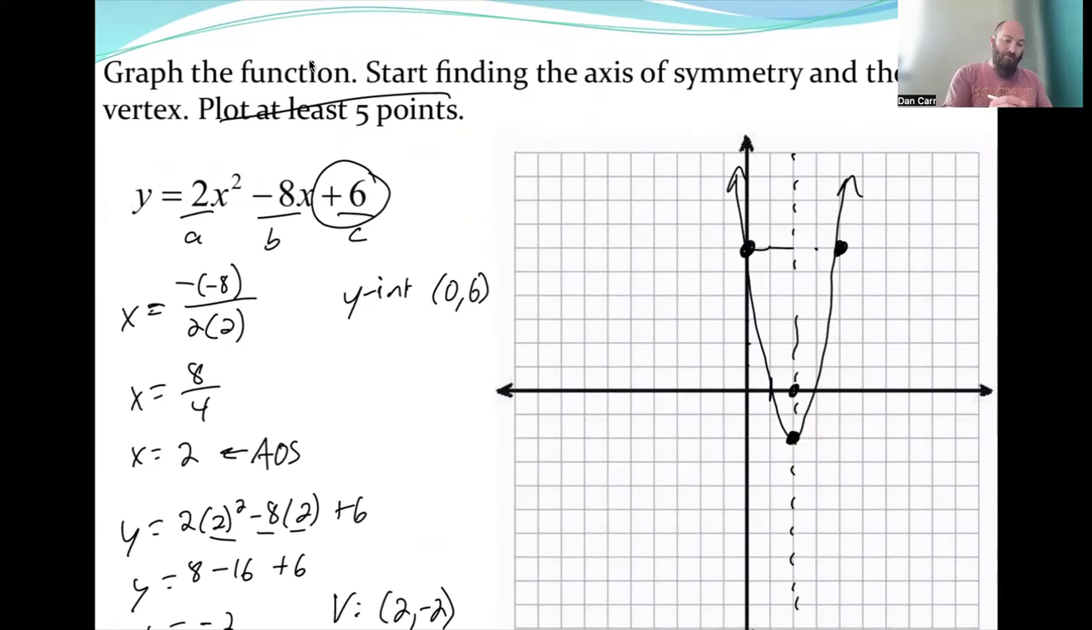Okay. For comparison, I'm going to go ahead and just show you again. The parent function would have looked like this. 1, 2, 3, 4. This is the parent function. So you can see how some of those transformations work.